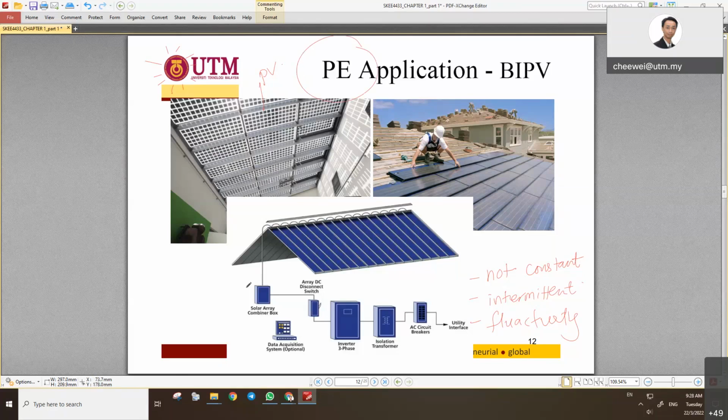Okay. Example of this PV application. Yeah. BIPV. Anyone knows what is BIPV? Anyone? Anyone?